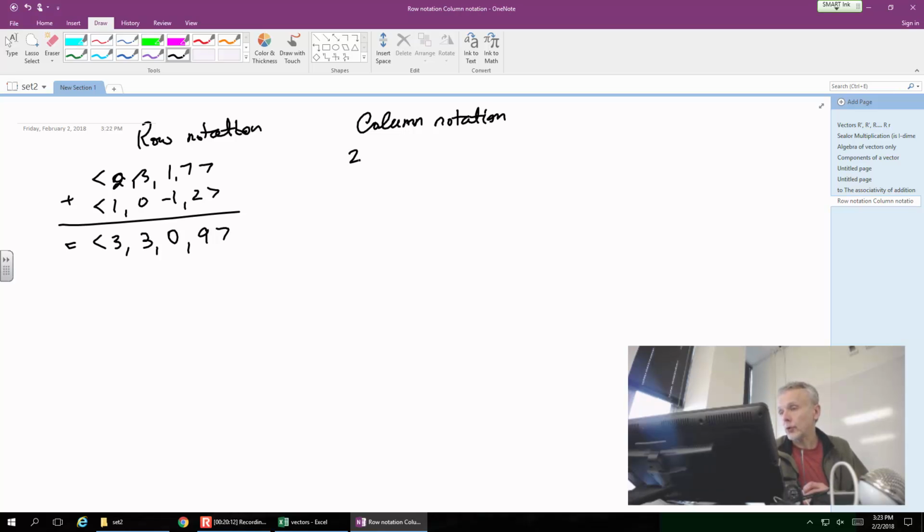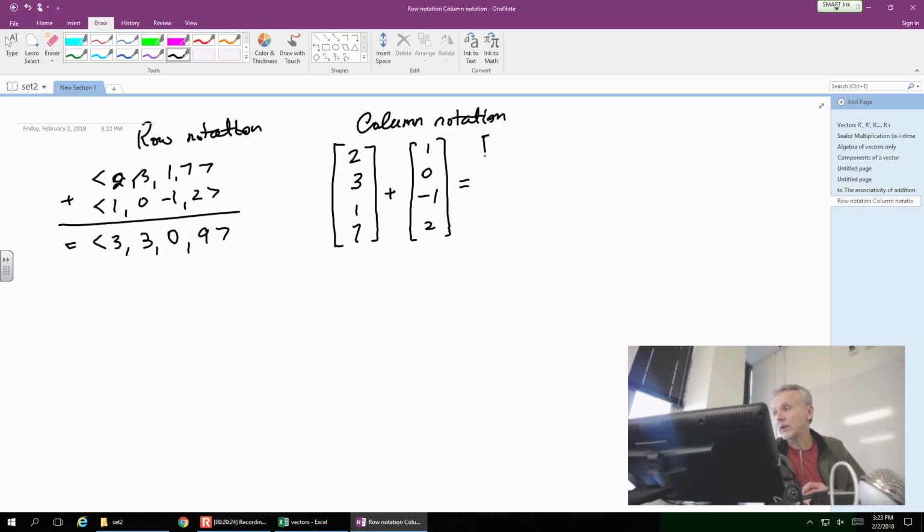So it will be 2, 3, 1, 7 plus 1, 0, negative 1, 2. And I carry out the same operation. Instead of going vertical, I now am going horizontally. So it's going to be once again 3, 3, 0, 9.